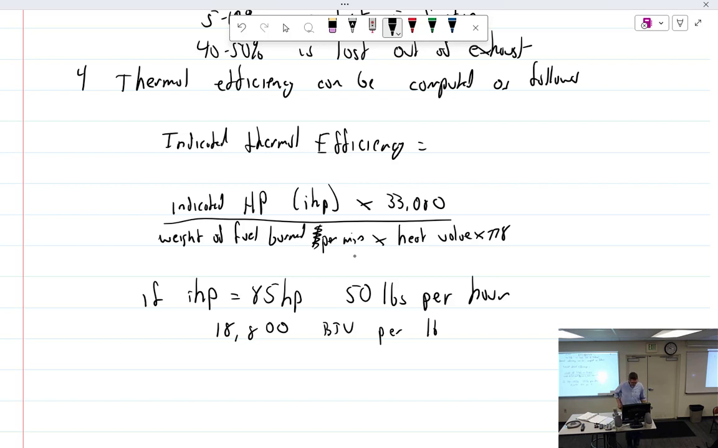Weight of fuel burned per minute, or we have to do 50 pounds an hour? Weight of fuel burned.